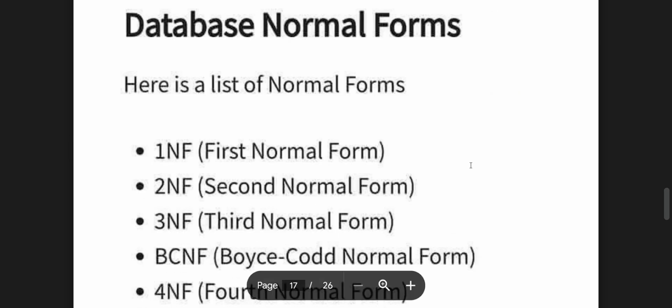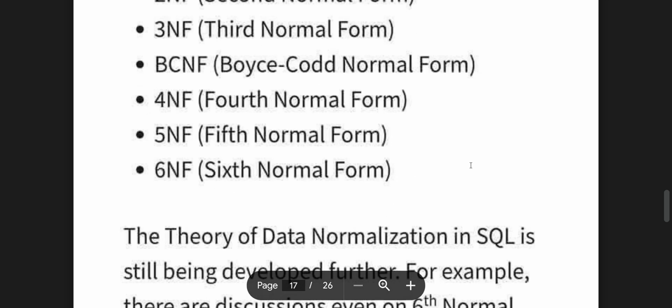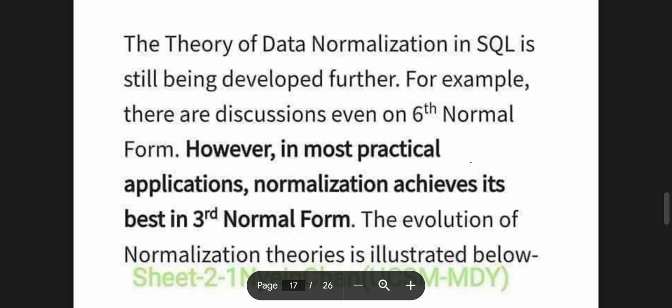Here are the normal forms: 1NF, first normal form; second normal form, 2NF; third normal form, 3NF; BCNF, Boyce-Codd normal form; 4NF, fourth normal form; 5NF, fifth normal form; and sixth normal form. The theory of data normalization in SQL is still being developed further. For example, there are discussions even on the sixth normal form. However, in most practical applications, normalization is best achieved in the third normal form.